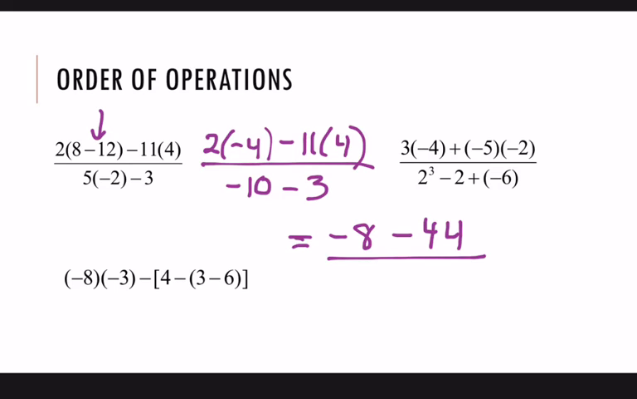There's no dividing, so we can move on to subtraction. Or you can think of this as negative 10 plus negative 3. Either one's fine. That's negative 13. In the numerator, we also have subtraction. Negative 8 minus 44 is negative 52. All right, and then finally we have a division. Negative 52 divided by negative 13 is positive 4.